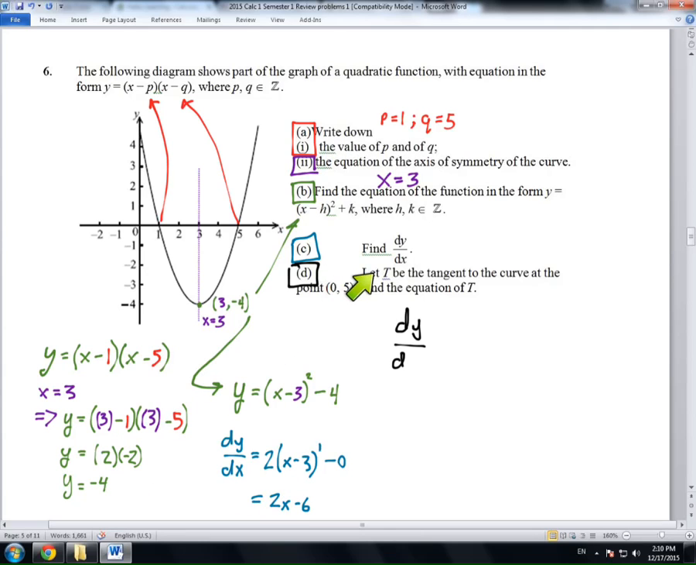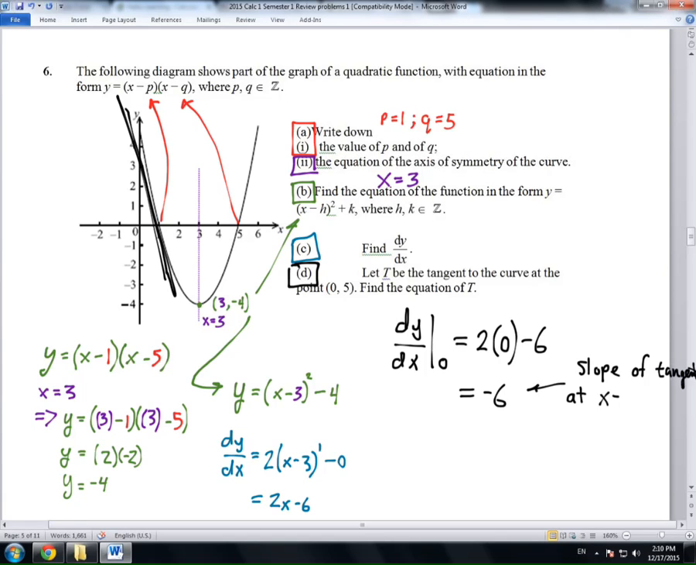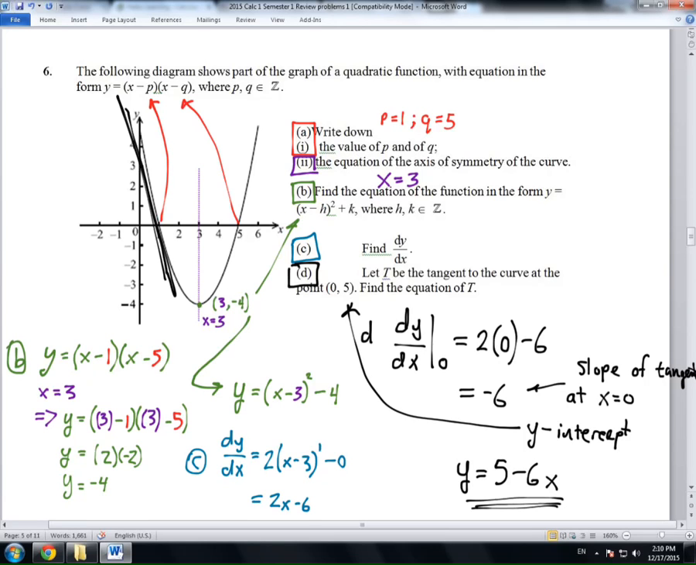Now here it's just saying that there's a tangent line. Let t be the line tangent to the curve at the point 0, 5. So there's this point 0, 5, which is the y-intercept of the parabola, and there's going to be a tangent line. I just need to find the slope of that tangent line, so I take the derivative when x equals 0. Putting in 0 for x, I get negative 6. That matches what I see on the graph. If we go down 6 over 1, we're back on the line. That's how steep this line appears to be. The y-intercept is 5, 0, 5. Therefore, the equation of the line is going to be y equals 5 minus 6x.